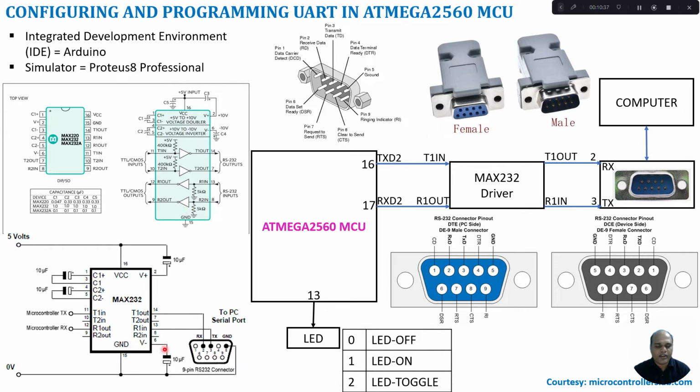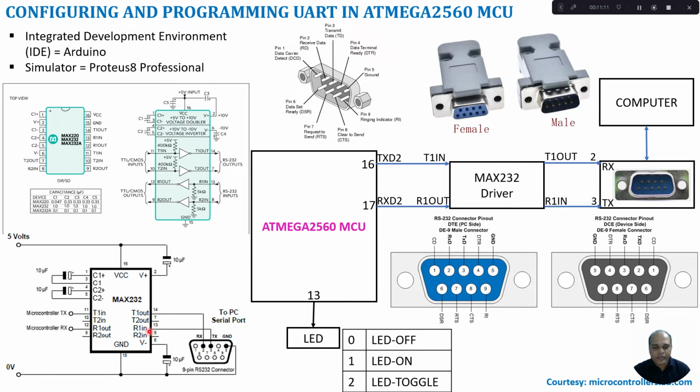Here we show a typical circuit diagram where a capacitor of 10 microfarad or 1 microfarad is connected for the voltage doubling and voltage inversion process. The lines coming from a microcontroller go to T1 in and R1 out, and the output from the MAX232, which is the level shifted or doubled value, comes out from T1 out and R1 in. This gets connected to a DB9 connector. This DB9 connector will get connected to the computer.